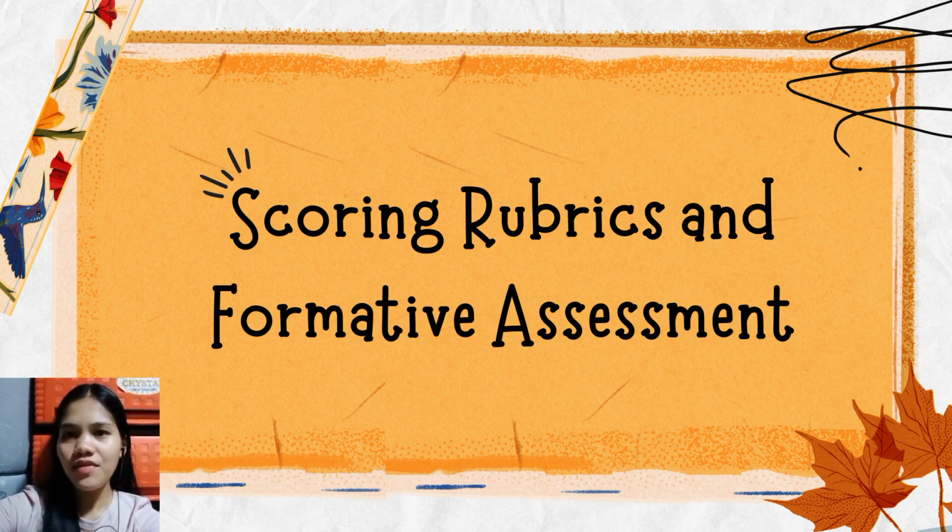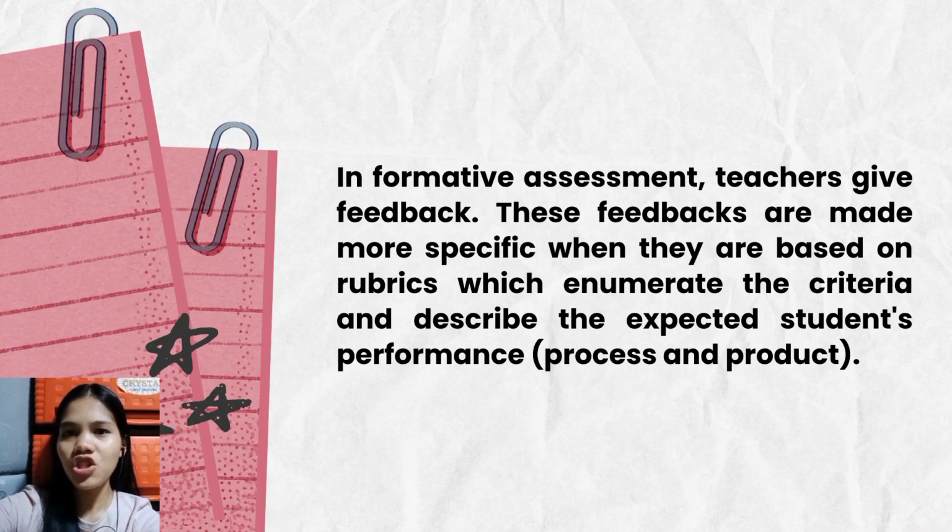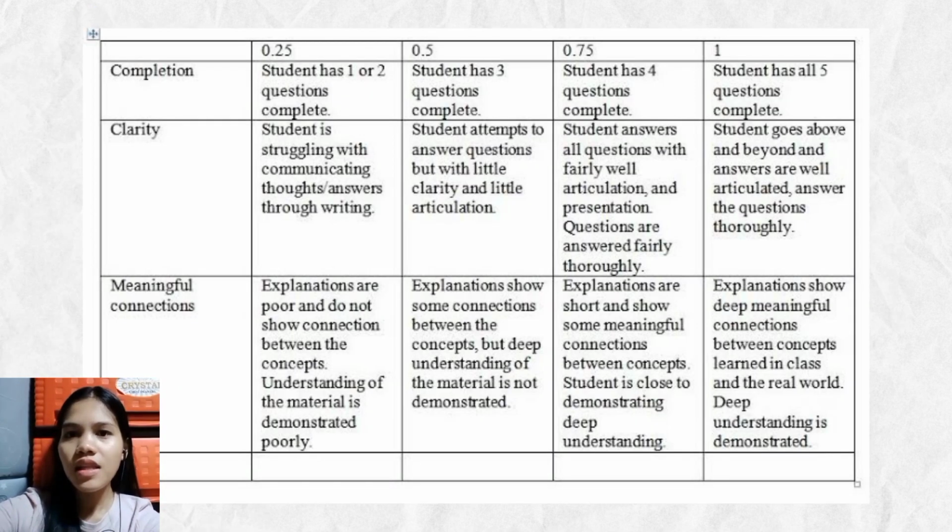Scoring rubrics in formative assessment. In formative assessment, teachers give feedback. These feedbacks are made more specific when they are based on rubrics which enumerate the criteria and describe the expected student performance, or the process and the product. The rubrics used in formative assessment are analytic and holistic rubrics. For most classroom purposes, analytic rubrics are the best. Focusing on the criteria one at a time is better for instruction and better for formative assessment because students can see what aspects of their work need what kind of attention.